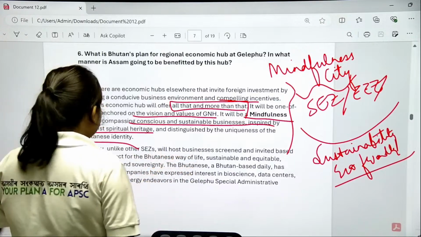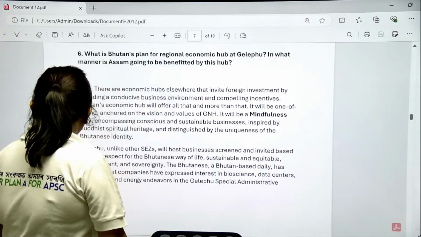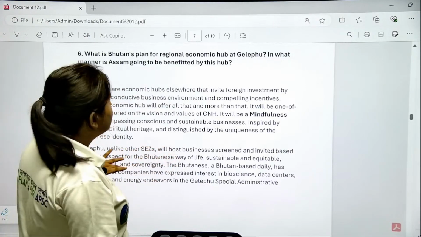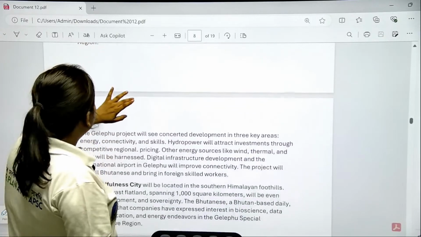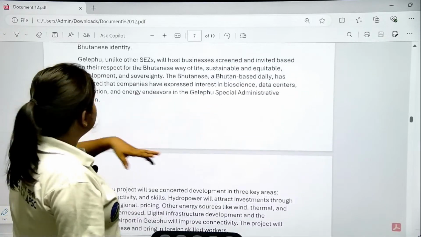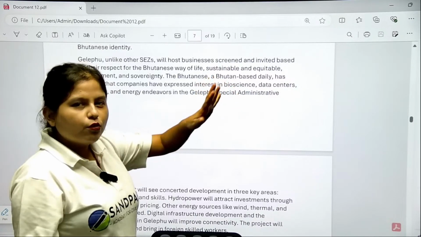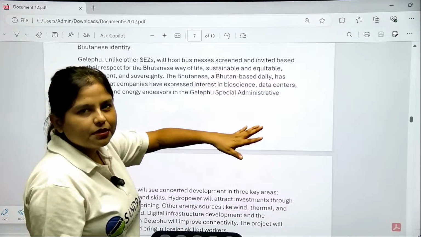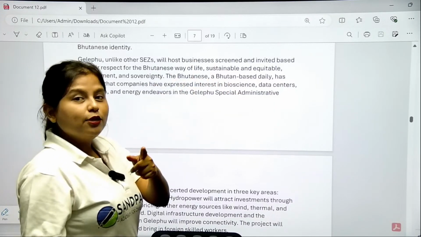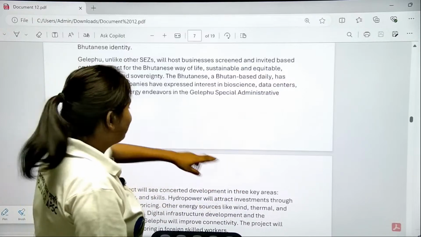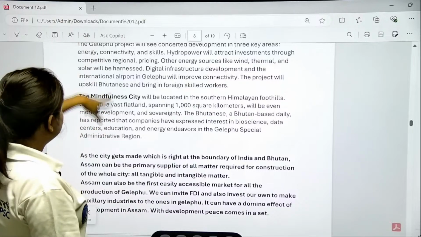I have already said what we have written about Gelephu. I hope that you have written a little bit about Gelephu, the special administrative region. This is the factual part, and I am not going to put so much time into it. This is one Google link away. I am going to tell you what is not found one Google link away. Write about the mindfulness city too.